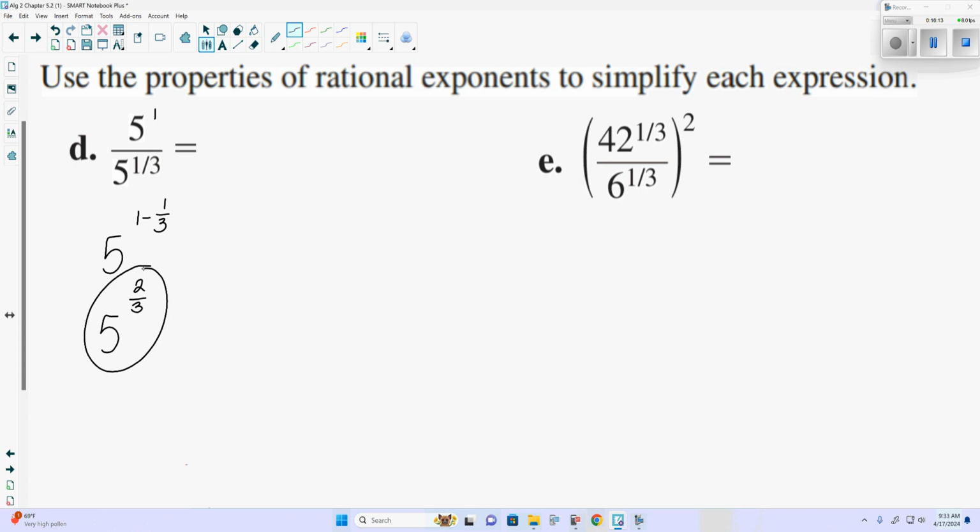Questions on D? E. 42 to the 1/3 over 6 to the 1/3 squared, yes? Is 42 and 6 divisible? Can we divide 42 by 6? Yeah.